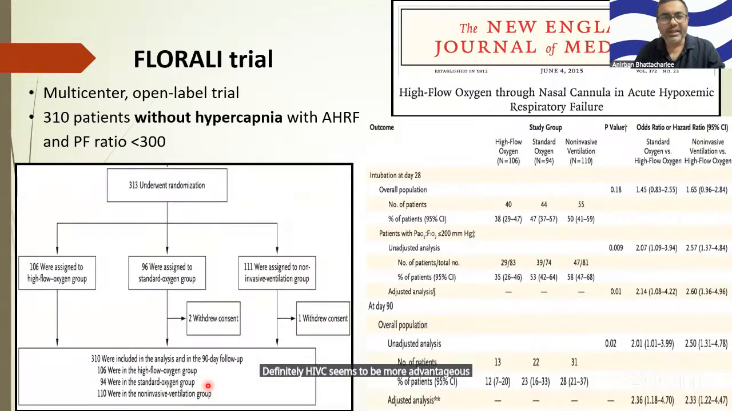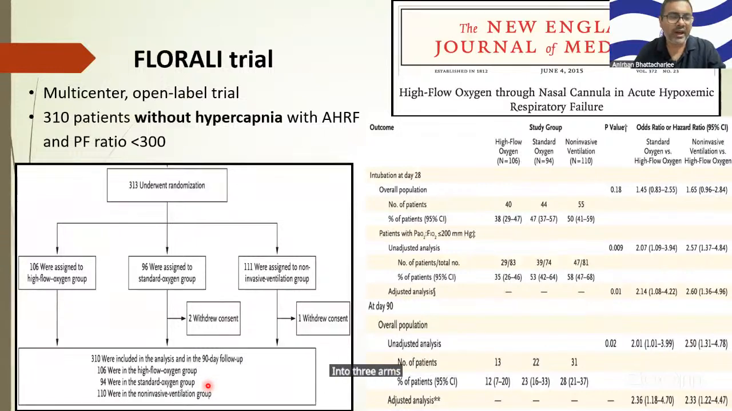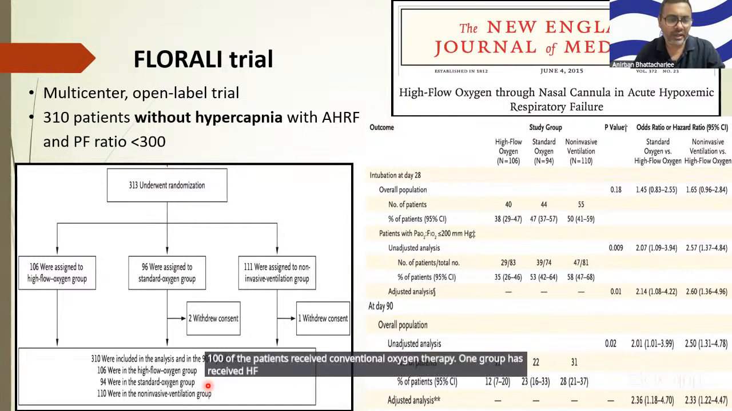Coming to the studies, the FLORALI trial came out in 2015, which was a multi-center open-label trial. They randomized around 300 patients with acute hypoxemic respiratory failure without any hypercapnia into three arms, roughly 100 in each arm. One group received conventional oxygen therapy, one group received HFNC, and one group received NIV. They looked at the primary outcome of intubation rate at day 28.